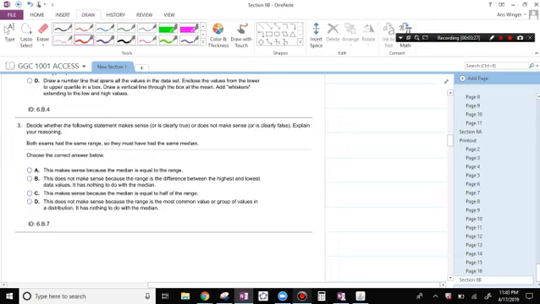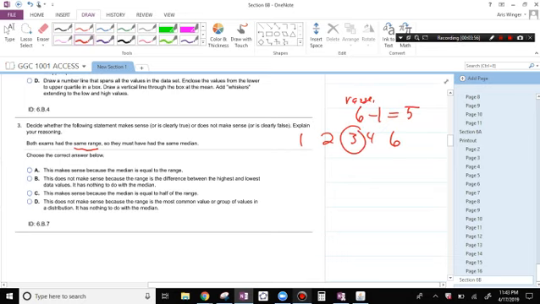Decide whether the following statement makes sense or does not make sense. Both exams had the same range, so they must have had the same median. No, that's not true, because here's an example: 1, 2, 3, 4, 5, 6, right? The range here is the difference between the high and the low values. The range is 5.